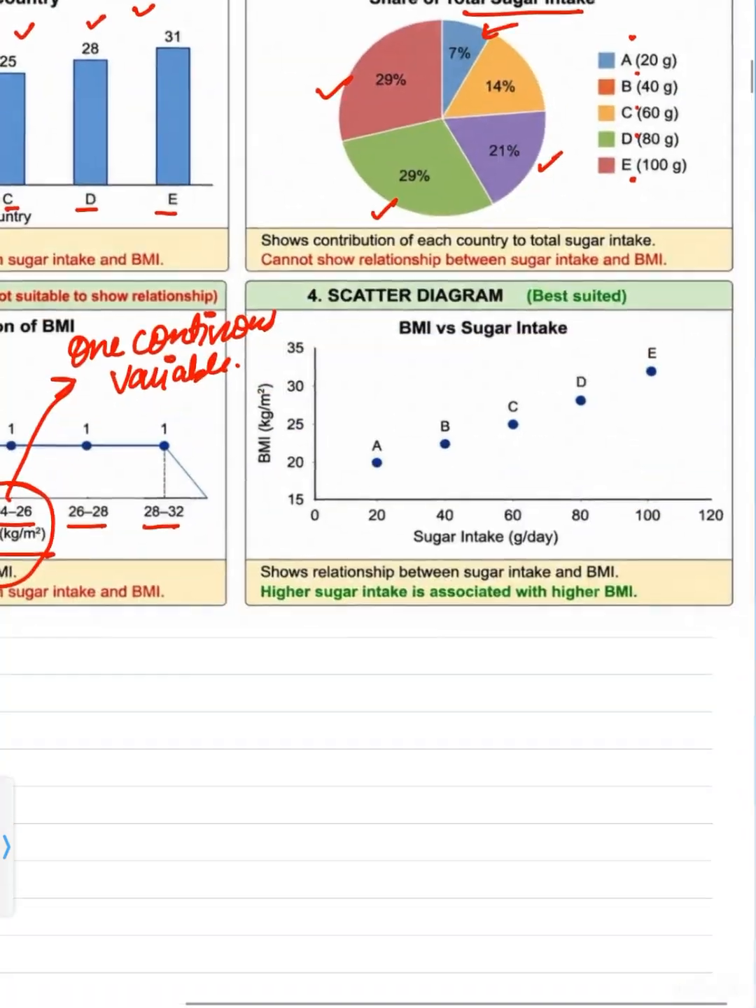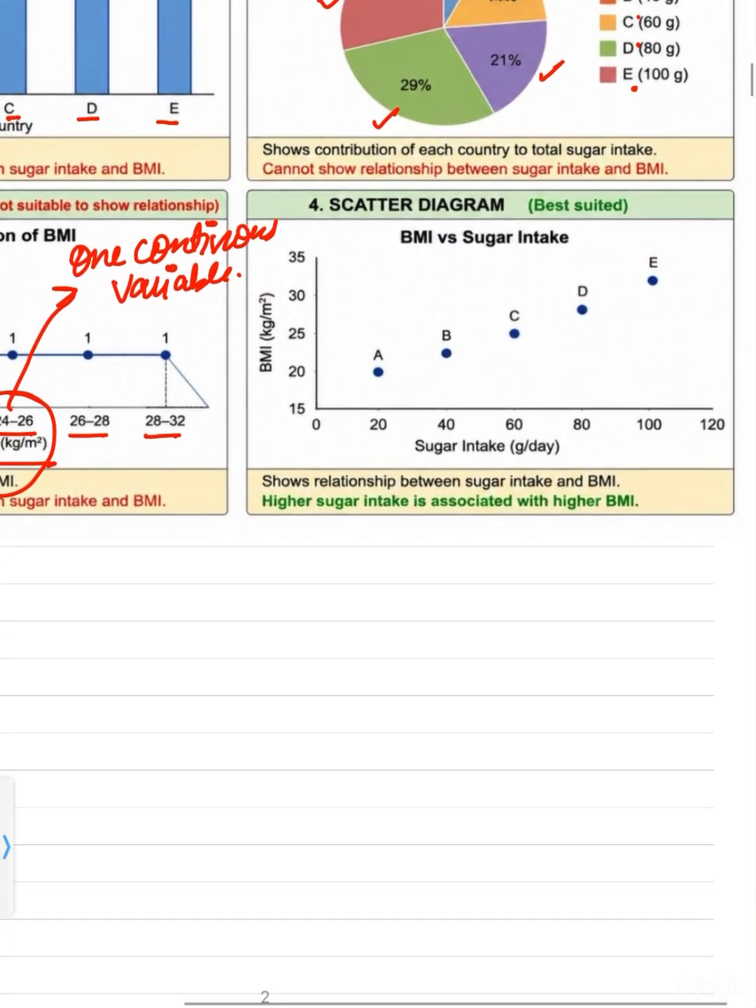Coming to the fourth, scatter diagram. We can draw the scatter diagram. Why? On the x-axis we have taken sugar intake, on the y-axis we have taken BMI, and country-wise we can plot it. For example, if we take country C, I can find on the x-axis that the sugar intake is 60. Then on the y-axis I can find what the BMI is.